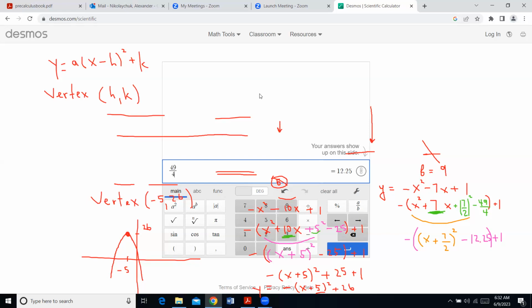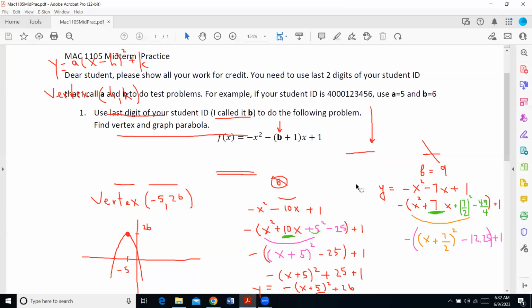Go over the same B. B equal to 6. I was asked to do the problem with B equal to 6, and that's what I'm doing. I guess I'm not understanding the question. You want to go over the same B? So I'm going with the same B. I'm going with B equal to 6.